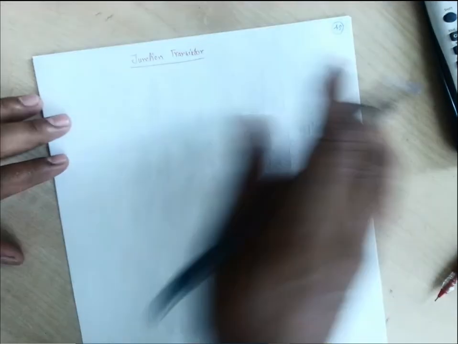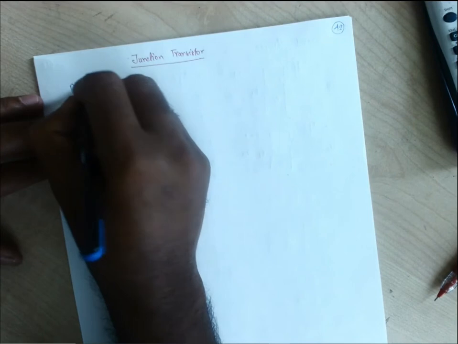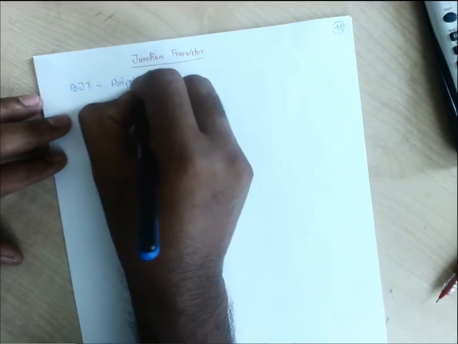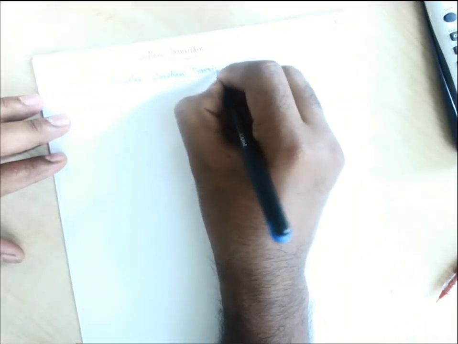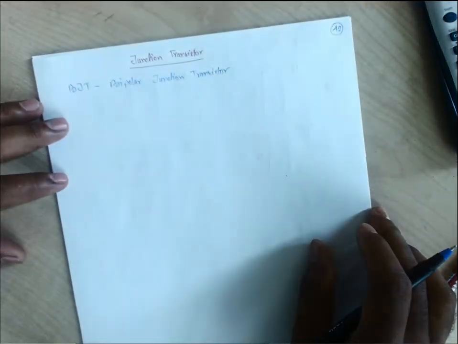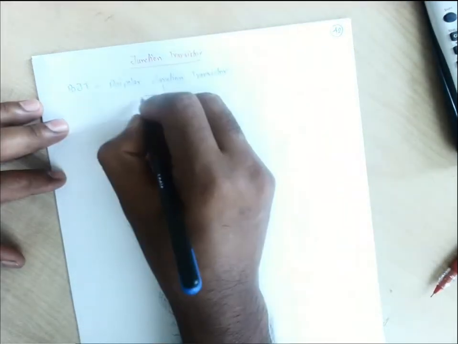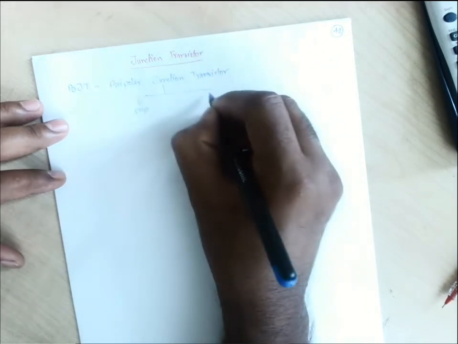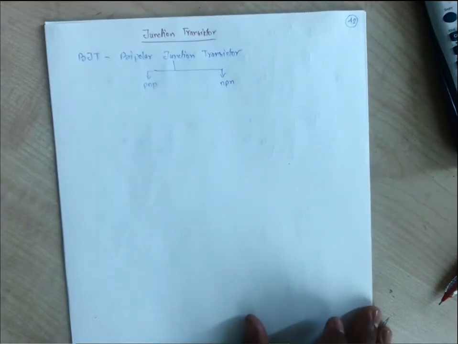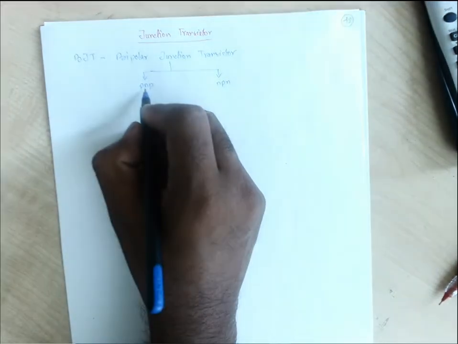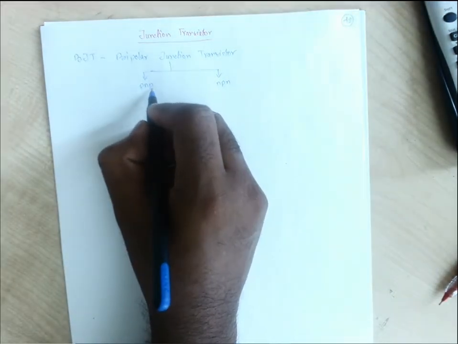Okay, so this junction transistor, or simply BJT, that is bipolar junction transistor, is basically of two types. One is PNP, another one is NPN. All of you have the idea of this, right? All of you know there are two types of transistor. It has three terminals, right? The middle terminal is the base, one is the emitter, one is the collector, right?